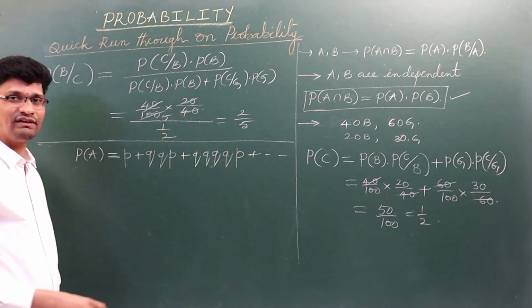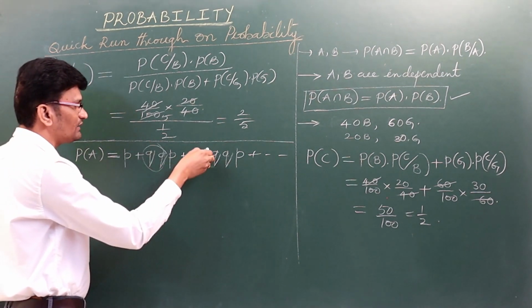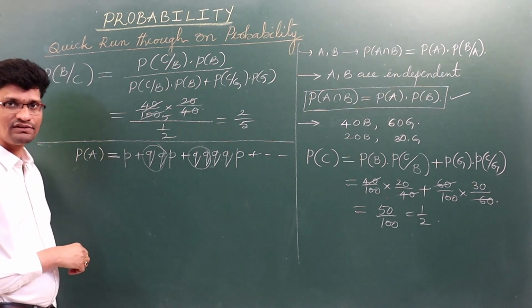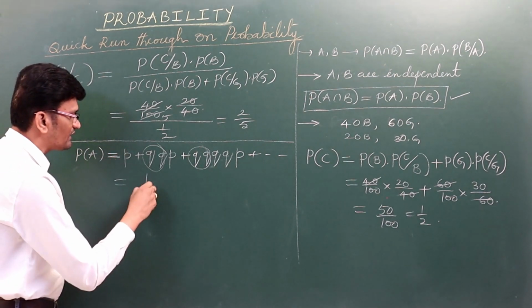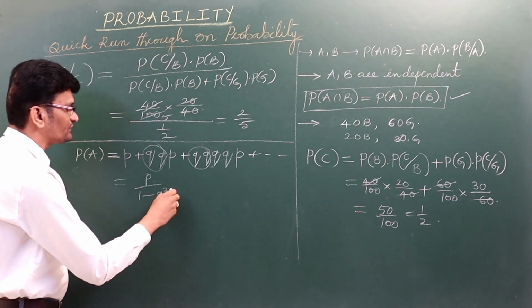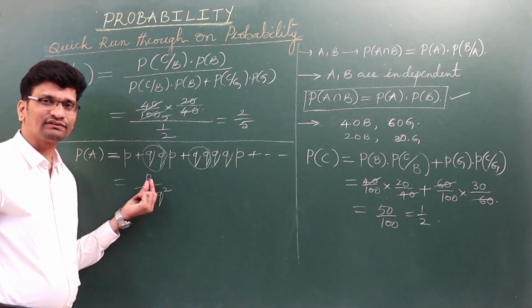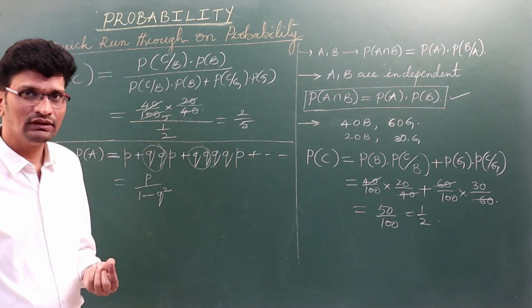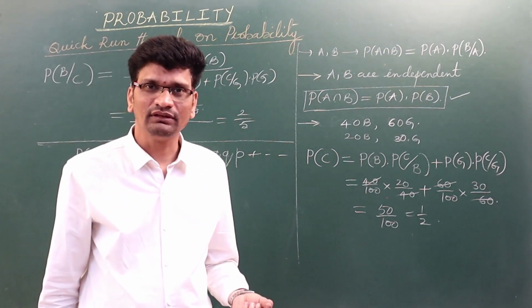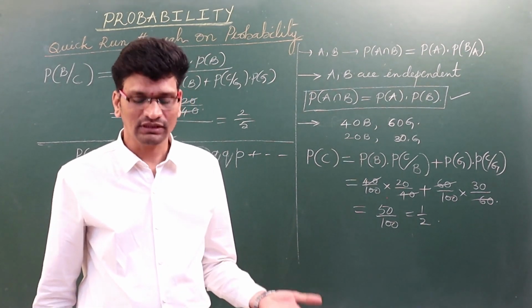So here we will get an infinite GP. In that infinite GP, Q square is the common ratio and the first term is P. Therefore, the final answer is P by 1 minus Q square. According to the random experiment, you define the success and failure: what are P and Q, the success and failure of the game. So like this, we created the infinite GP also.